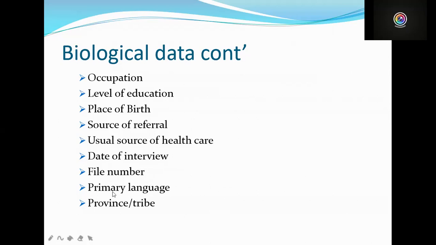Then the primary language. Recording the patient's primary language will help you to know in which languages you can communicate with this patient. Then the province and the tribe may be important also to document, because there are certain health practices that are common to certain regions of particular countries. So you might want to take note of that as well. So that is the biographic data. There are about, I think, 19 components that you need to collect on the biographic data.